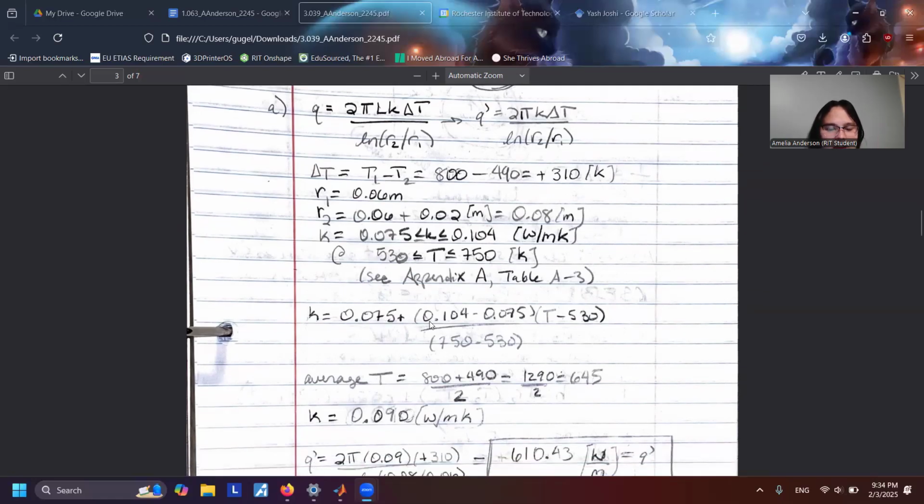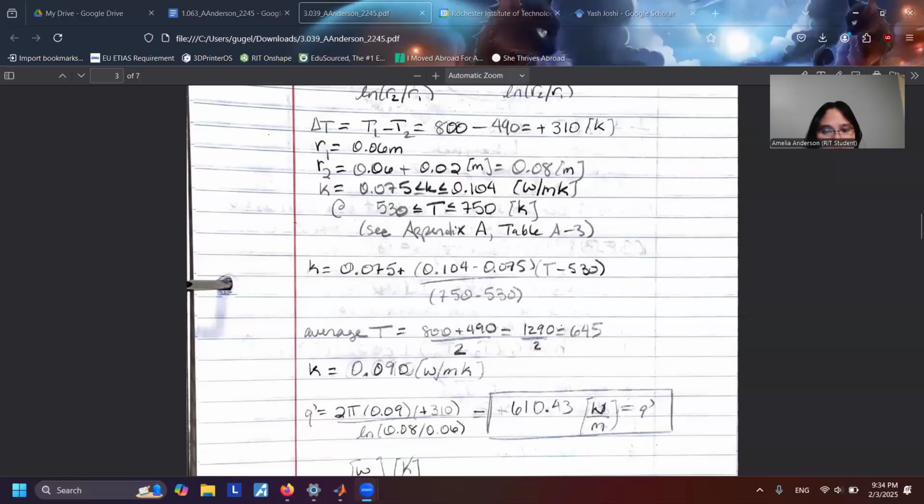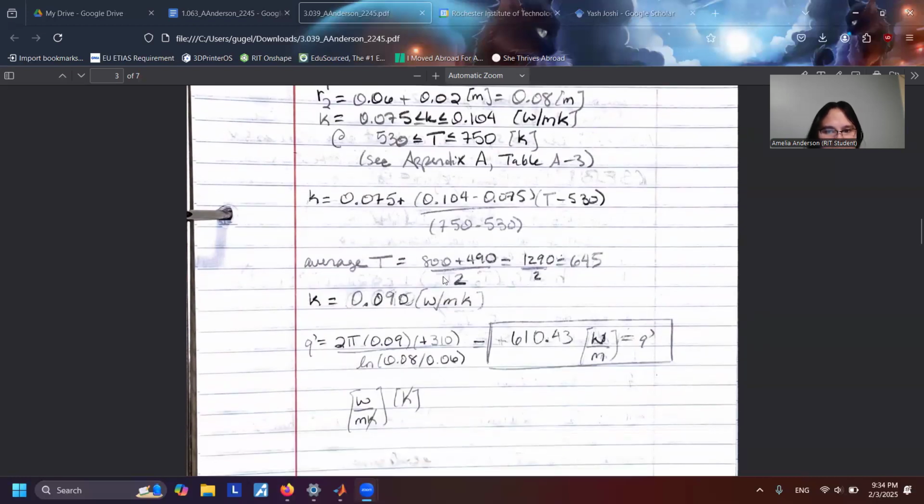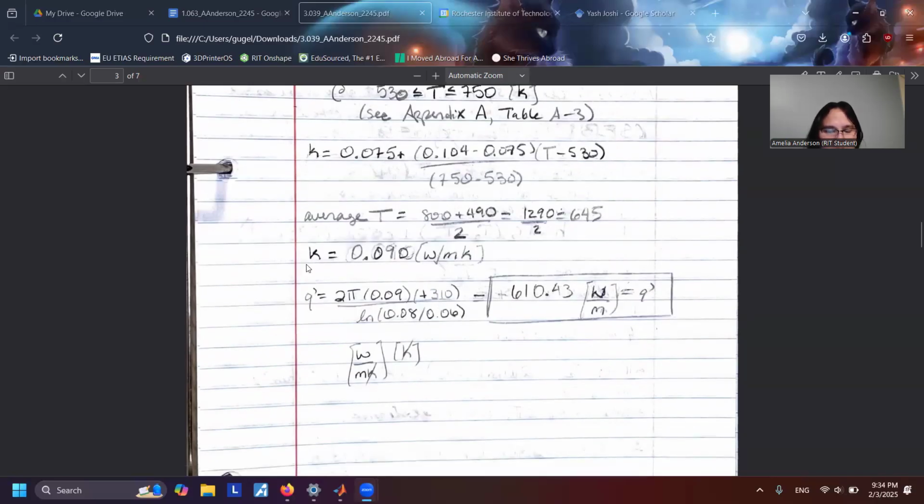So again, we're going to linearly interpolate that. I know you guys have taken thermo at this point. So that's just going to be the first one plus slope times temperature change, and we're going to get a thermal conductivity of 0.09. If we just plug and chug this, double check our units: 2 pi doesn't really have units, but we have watts per meter Kelvin in this K. We've got Kelvin here. This is a natural log of a ratio, so there are no units here, and that's going to get us 610 watts per meter.